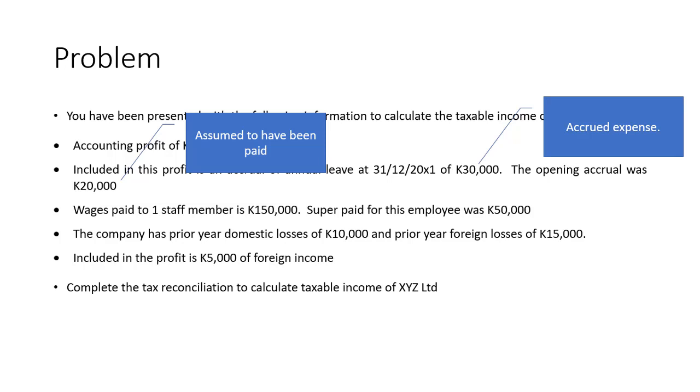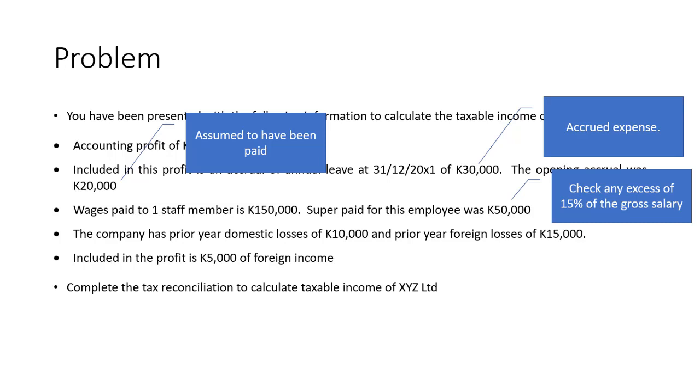Now, if we go on to the wages paid to the staff member, we know that for the superannuation, we had a limit on the employer's payment of 15% of the gross salary. So you need to get the 15% of 150,000 and compare it to the actual payment. Any excess of that will be disallowed as a deduction.